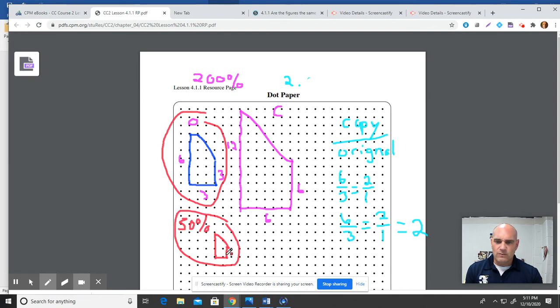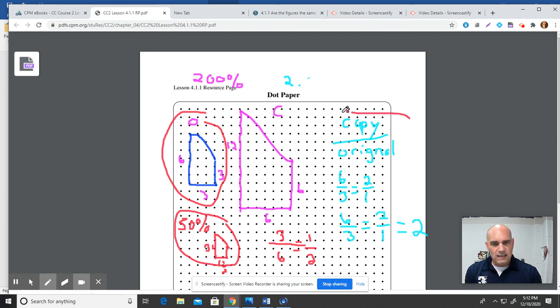Our scale factor, I'm going to label these. This was 3, and then this was 1.5 for these. When we do this scale factor, remember we always do the copy over the original. Here's my copy, here's the original. These are the corresponding sides. So it's going to be 3/6, which when I reduce that down becomes 1/2. And 1/2 is the same thing as 50%. So I know that I did this correctly.